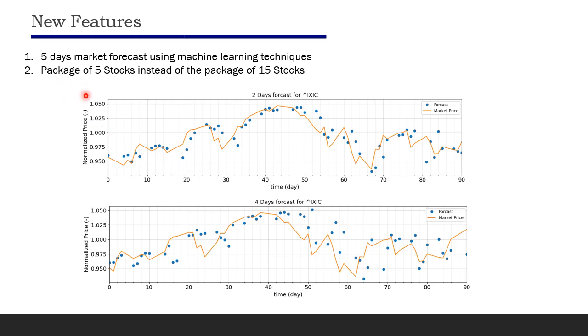The second feature is the package of 5 stocks instead of the package of 15 stocks, in order to reduce the cost of the brokers. However, although the return of 5 stocks is higher, the risk of 5 stocks also is higher than 15 stocks, because if one stock in this package drops, this loss will be split among 5 stocks rather than 15 stocks, and it is clear that then the risk will be higher.